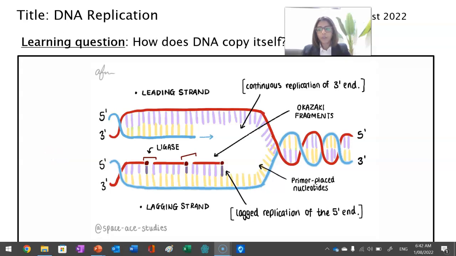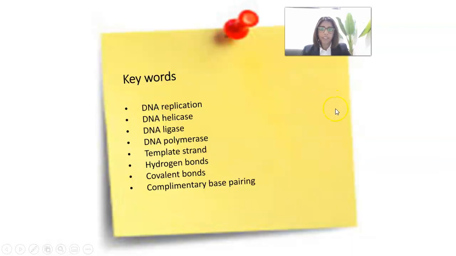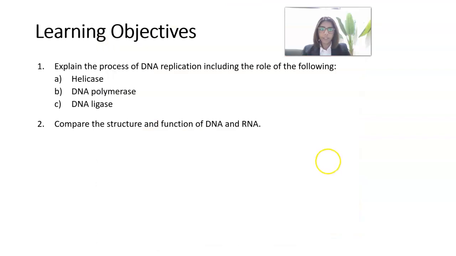In today's lesson, we're going to be looking at DNA replication, and our learning question is, how does DNA actually copy itself? These are the keywords associated with today's lesson, and you can find these in your textbook. Please make sure that you do the relevant reading. These are our learning objectives associated with today's lesson. We're going to be focusing mainly on how DNA replication occurs and how it uses enzymes to do that.